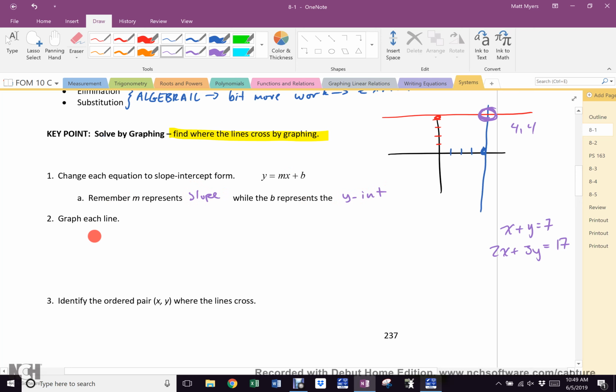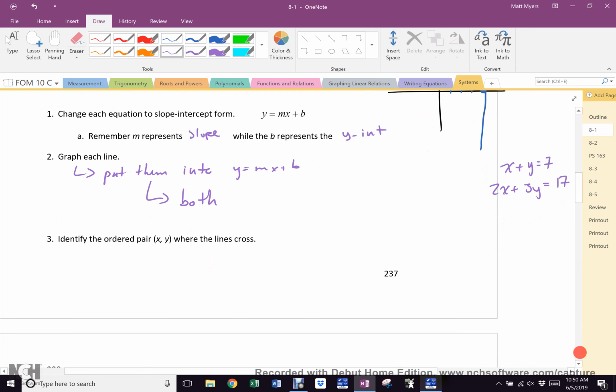So step one is graph each line. If I'm going to graph it, I must put both into y equals mx plus b. Then I graph them, and then the ordered pair x and y where they cross, because the x and y from line 1 and the x and y from line 2 work in both equations. Everybody understand? All right, let's try one.